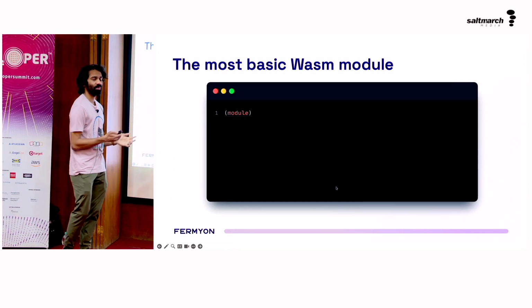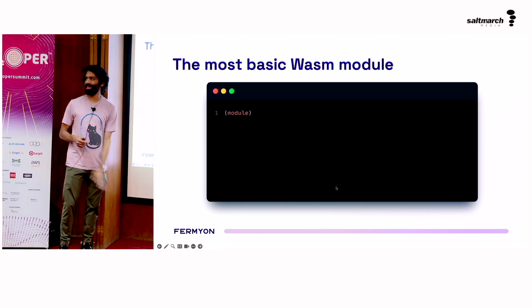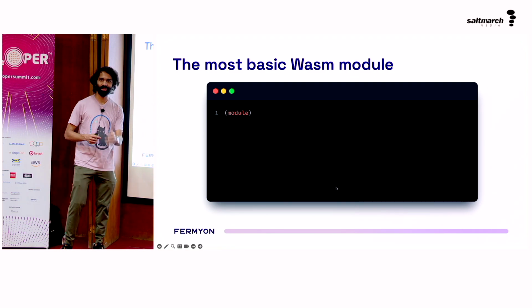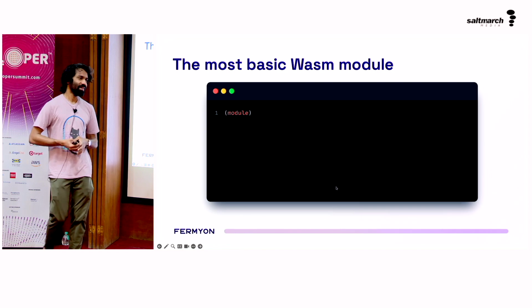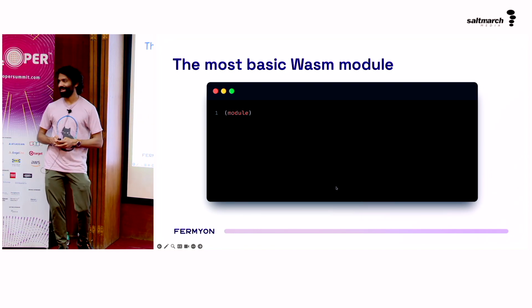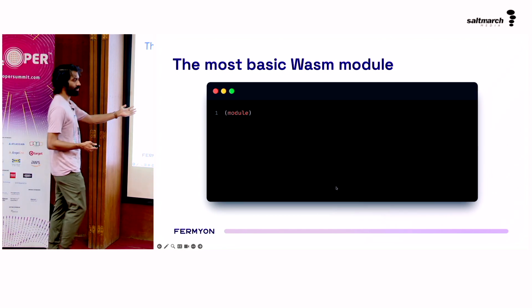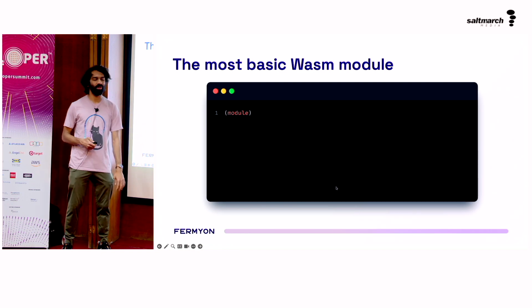A basic WebAssembly module, the simplest WebAssembly module, looks like this. This is the entire program, right? Open bracket, module, close bracket. That's it. Imagine having an error writing this program. I probably will end up doing that. But this is your most basic WebAssembly module, and honestly, it does nothing. Absolutely, it's just a module.